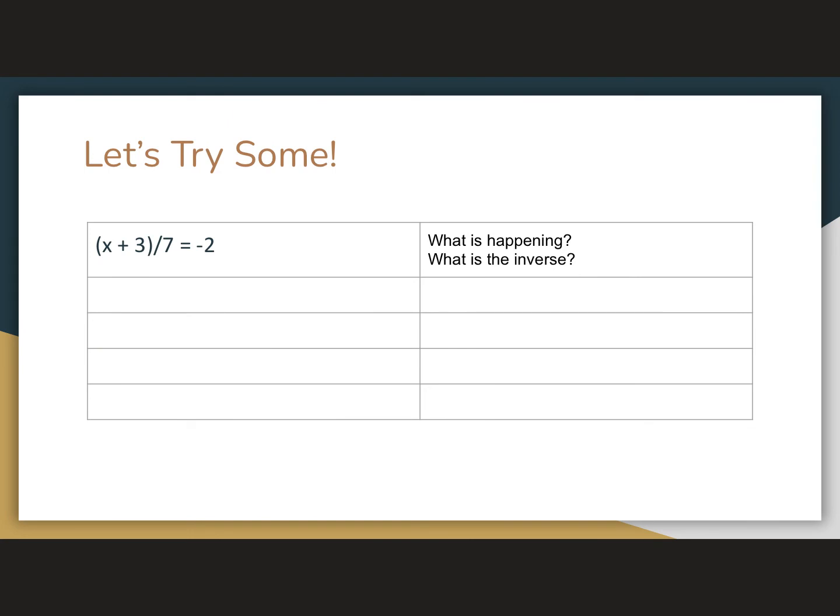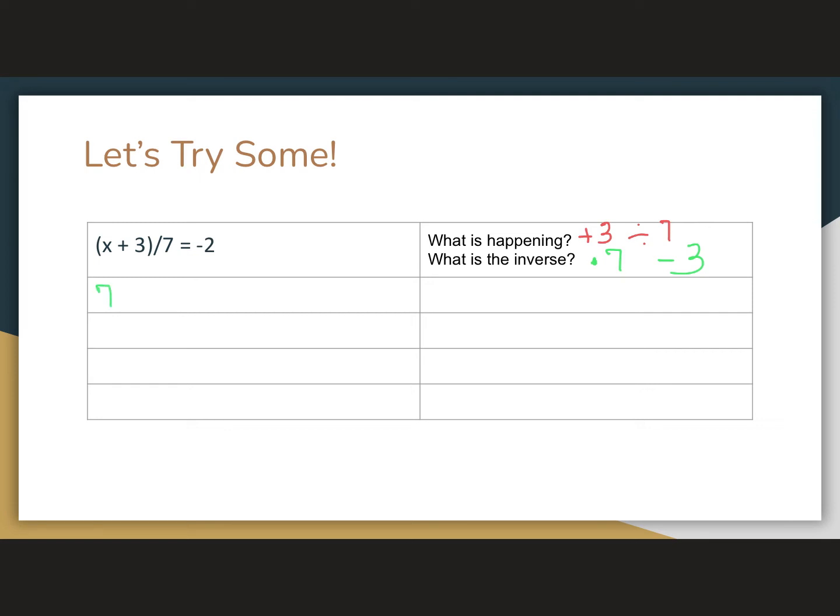So, first, what is happening here? If I look at this equation, I see I have x plus 3 divided by 7. If I knew what x was, I would add 3 first. So that's the first thing I'm going to write over there. What's happening? I'm adding 3. And then I divide by 7. So when I write my inverse, the opposite of divided by 7 is times 7. The opposite of adding 3 is minus 3. So the first thing we do is multiply times 7.